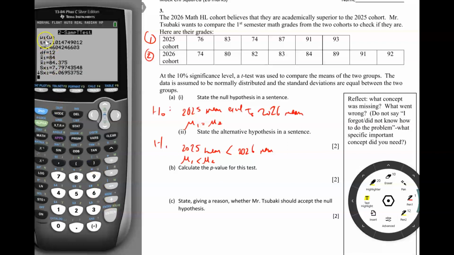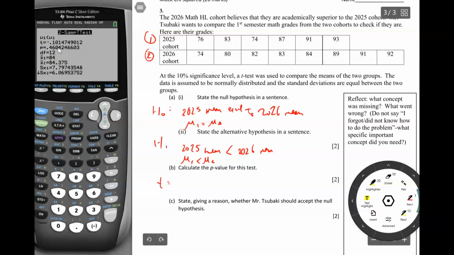So it gives us our alternative hypothesis, mu1 is less than mu2. The t-value, I'm going to write it down even though it doesn't ask us for it. So I'll put t-value is equal to negative 0.101. The p-value is equal to 0.460.